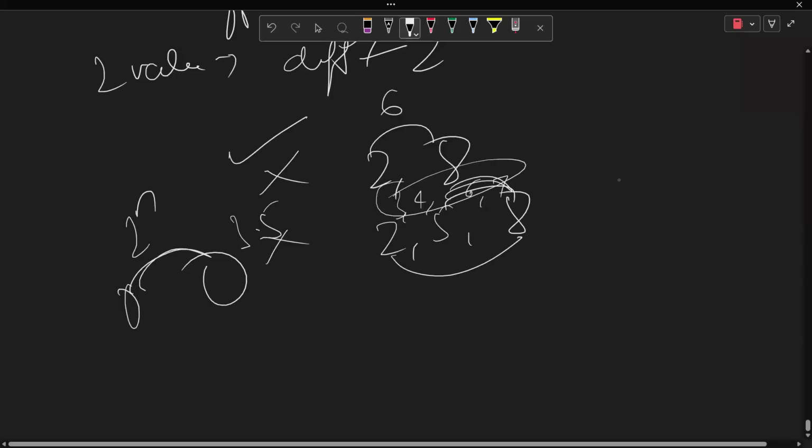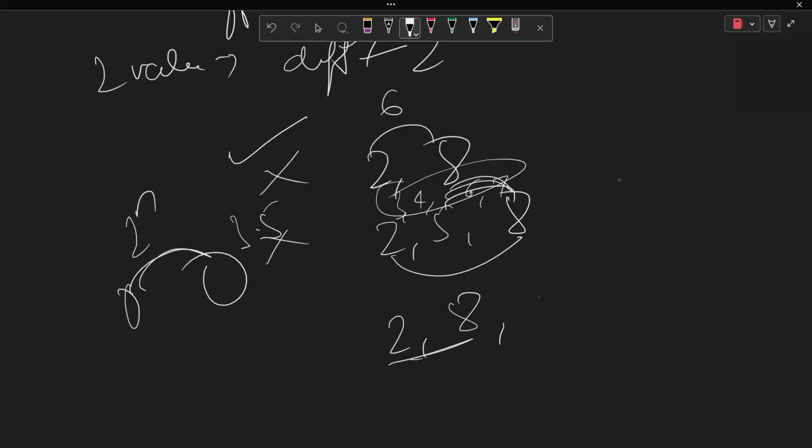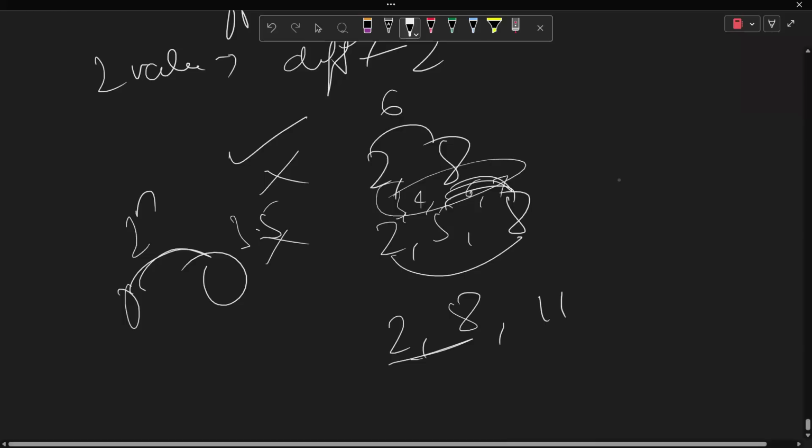But what if there are more values? What if there are 2, 8? As I told, in 2, 8 you cannot get it. But if along with 2, 8, you again have, let's say, 11 also, or let's say 2, 8 and 13.